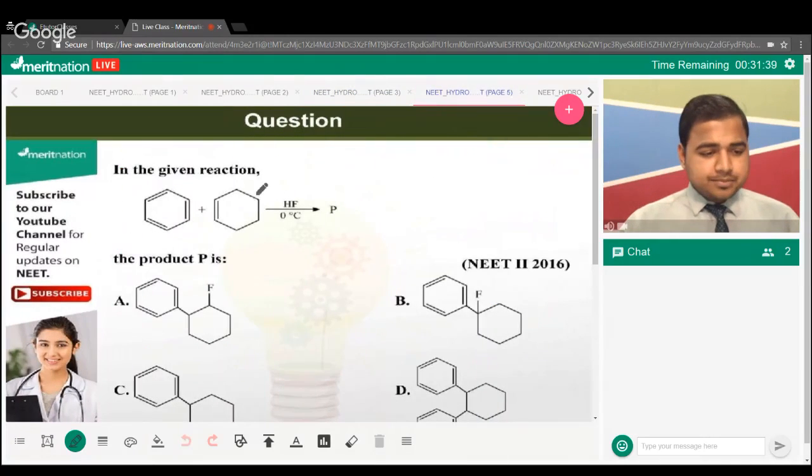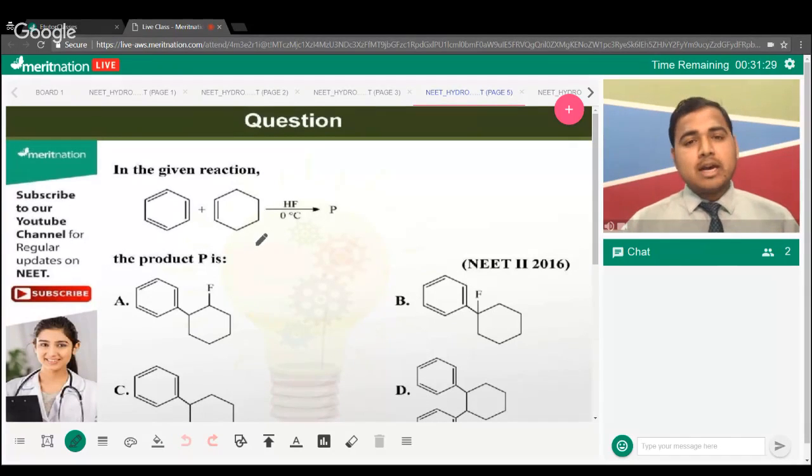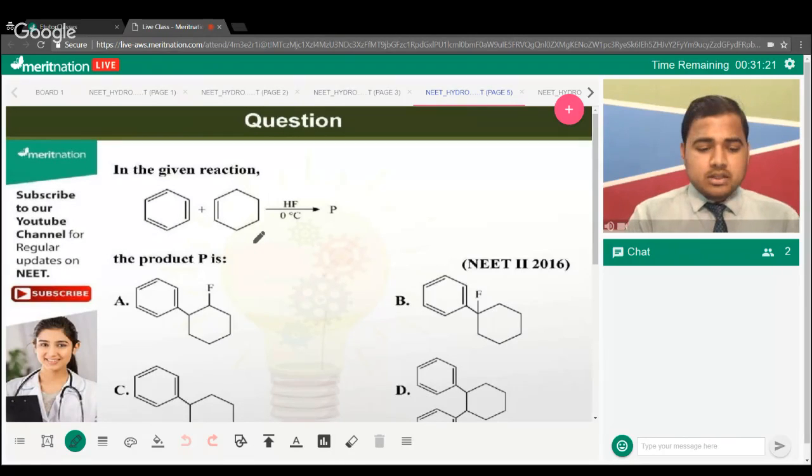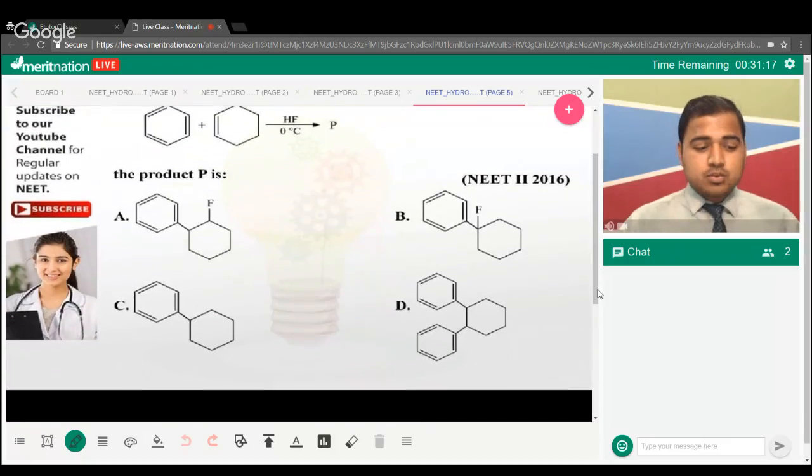This is in the given reaction. This question looks difficult, but not very difficult. Organic chemistry sometimes looks difficult, but a few basic things are going to be applied and you will get the correct answer. Most of the time students get confused about the multiple rings. If multiple rings are present in the options, they just worry about it. So you don't need to worry about it. Just go with the procedure.